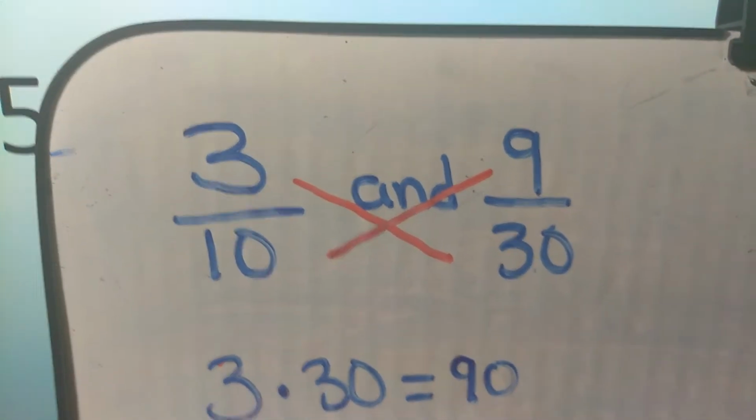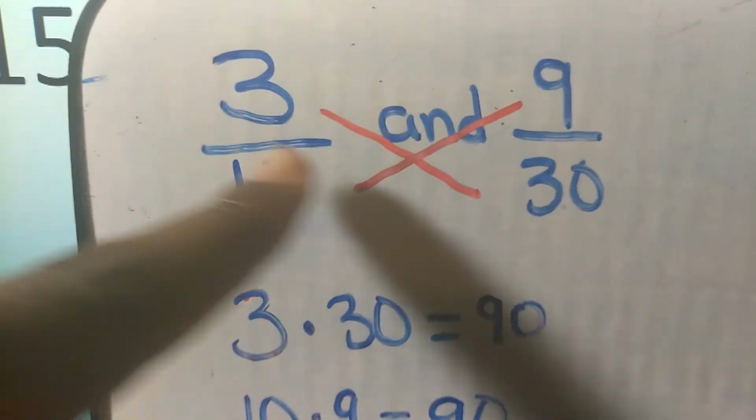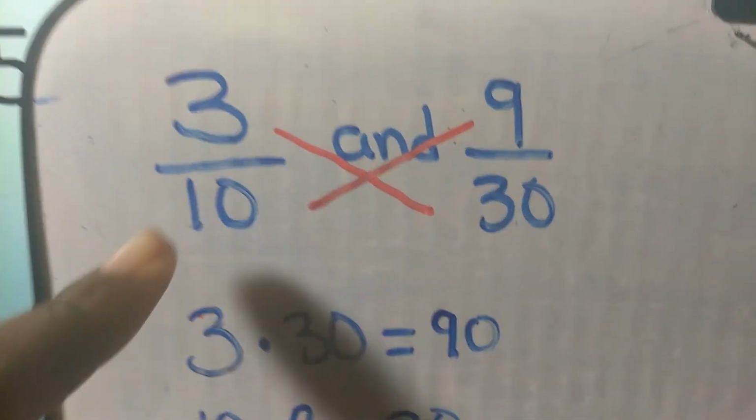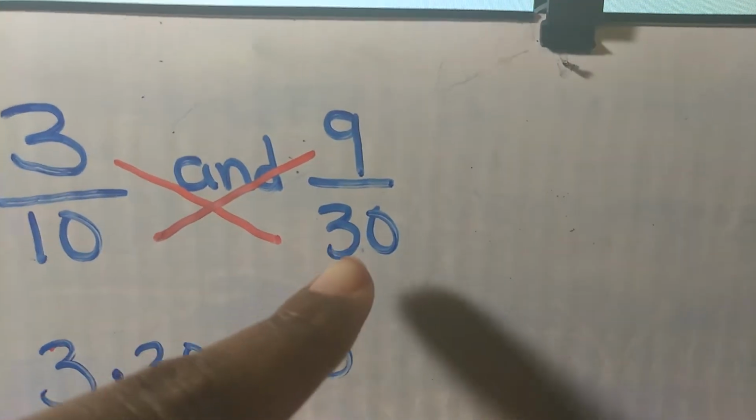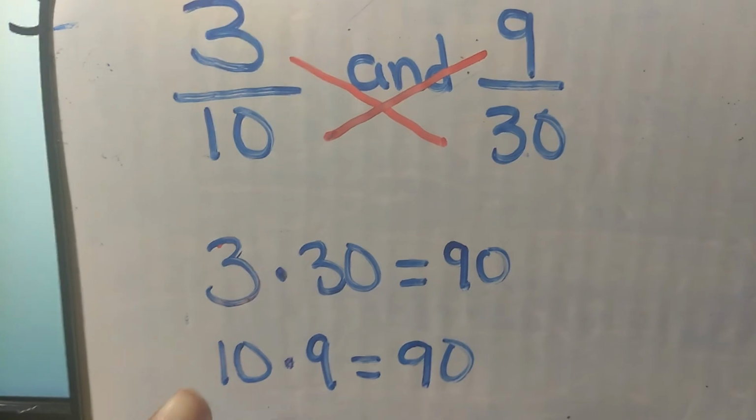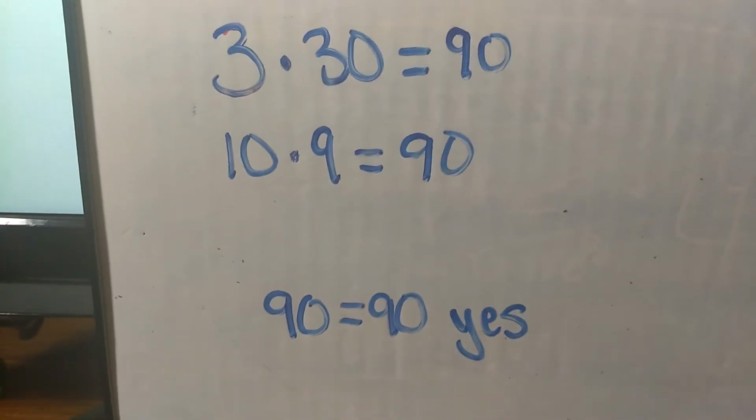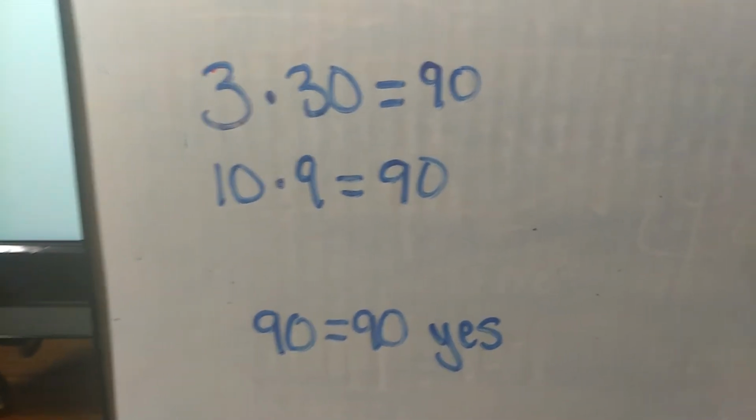Okay, it's set up as a proportion. So we're going to do the exact same thing, just cross multiply. So we have 3 and 10 and 9 and 30. Okay, so 3 times 30 is 90 and 10 times 9 is 90. So 90 equals 90. That's what makes it true, or yes.